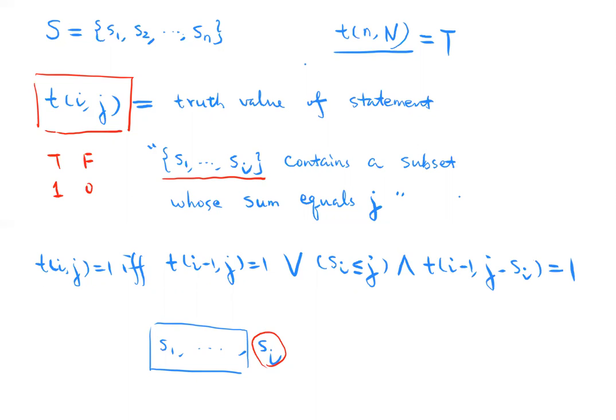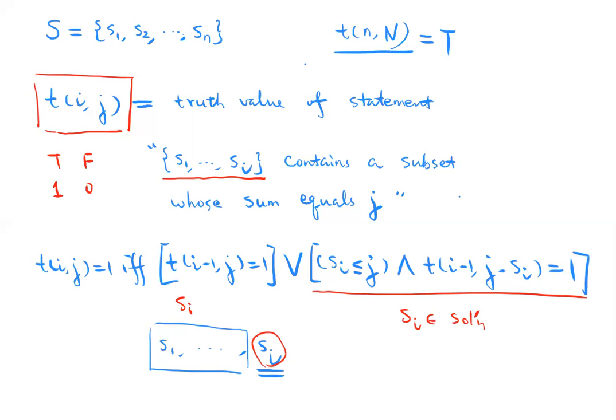Okay, so two cases. One is that this particular element Si is not inside the solution, and the other is that it is inside the solution. So here Si belongs to the solution, and here Si does not belong to the solution. All right, two possibilities. When it does not belong to the solution, it's easier, just one statement.